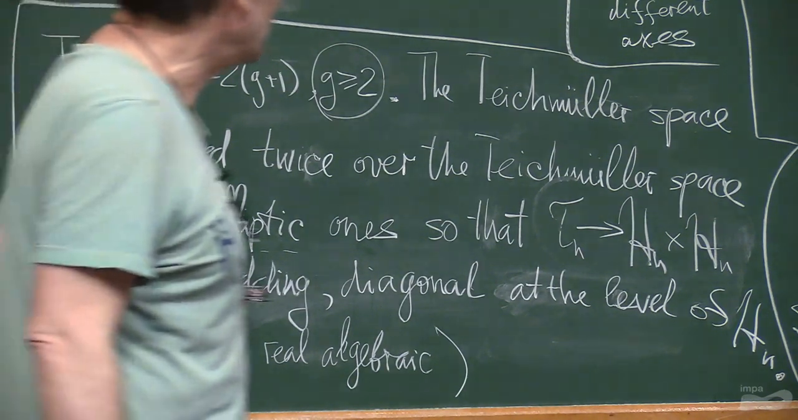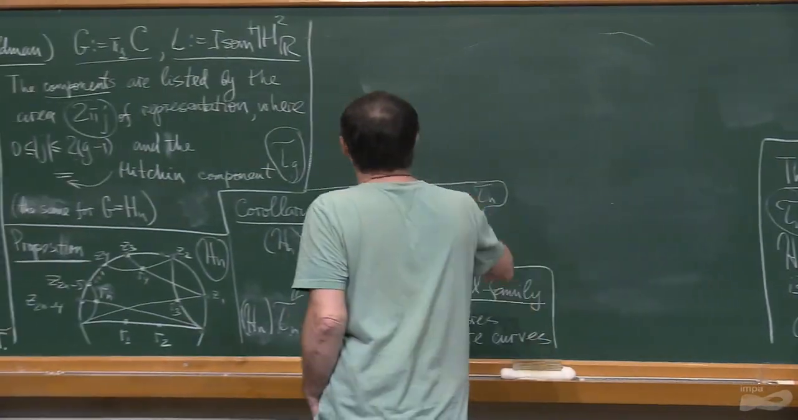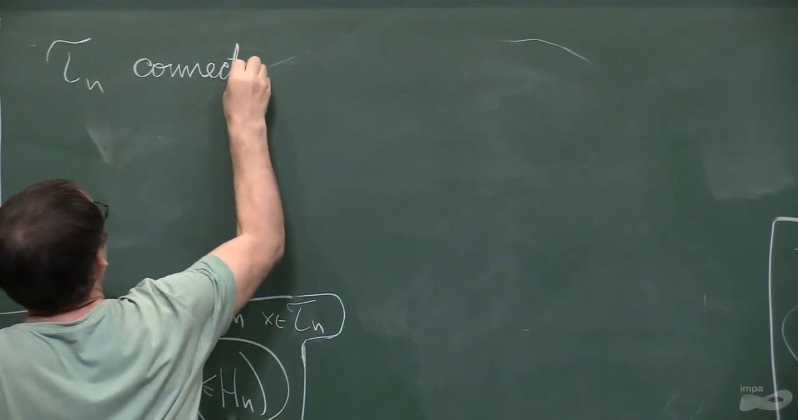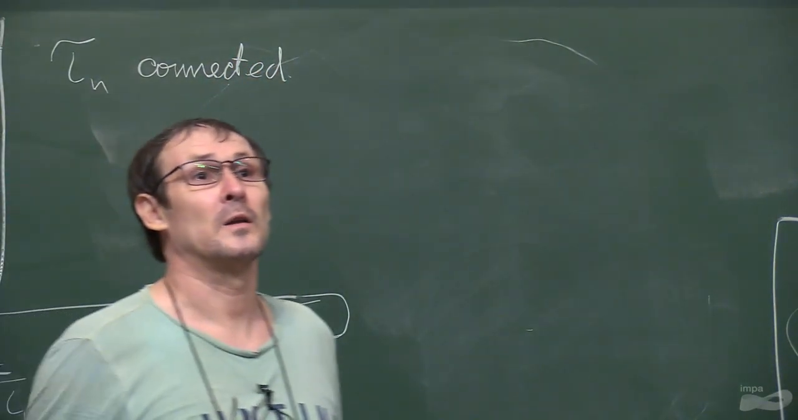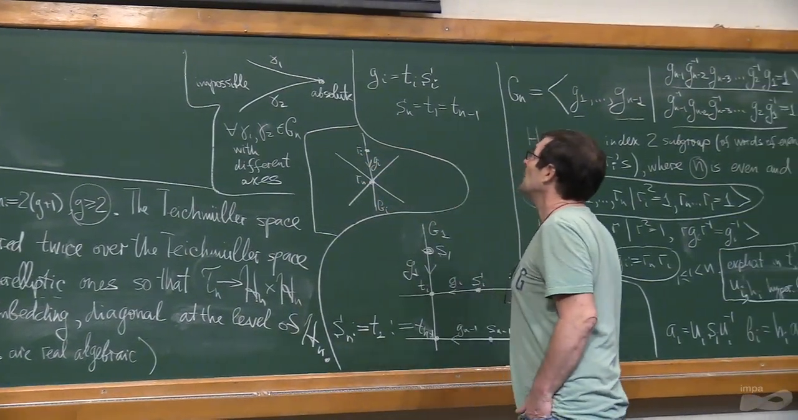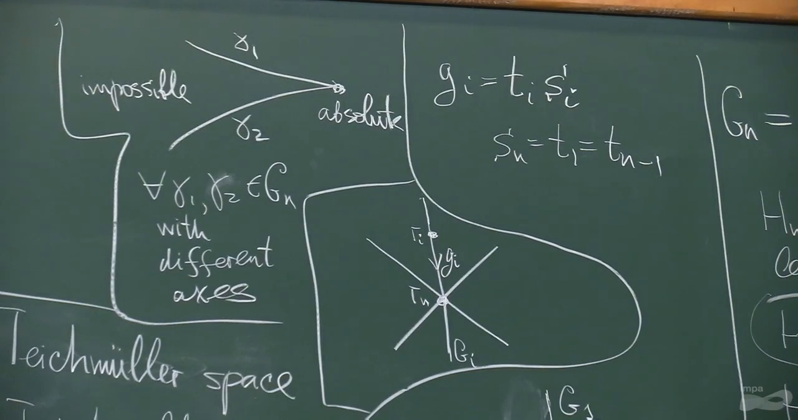Let us begin the proof. First thing, we should take into account that this space is connected. It is a known fact. Really, a Teichmüller space is a ball of certain dimension, an open ball. Okay. And then another fact, it is drawn here.